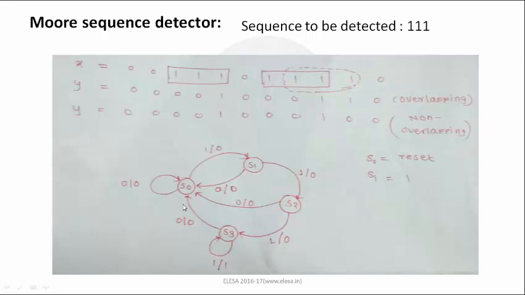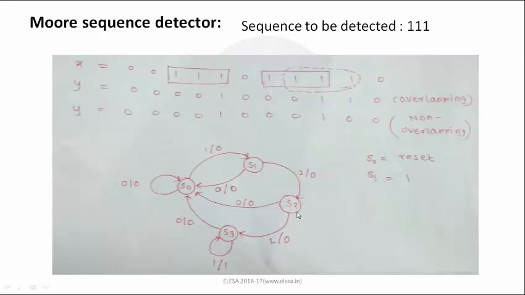Suppose firstly I am on the state S0, and when the input bit stream 0 comes, it will remain in the same state because I don't want the 0, as my whole sequence is 1 1 1. But when the input bit stream 1 appears, it will go to the next state S1, making the output equal to 0. Now similarly, I am on the state S1, and when the input bit stream 1 comes, it will go to the next state as we want the 1. But when 0 comes as input, it will go back to the state S0.